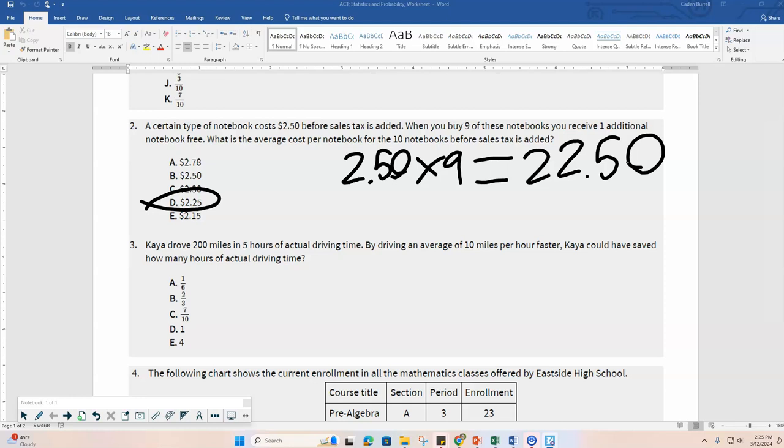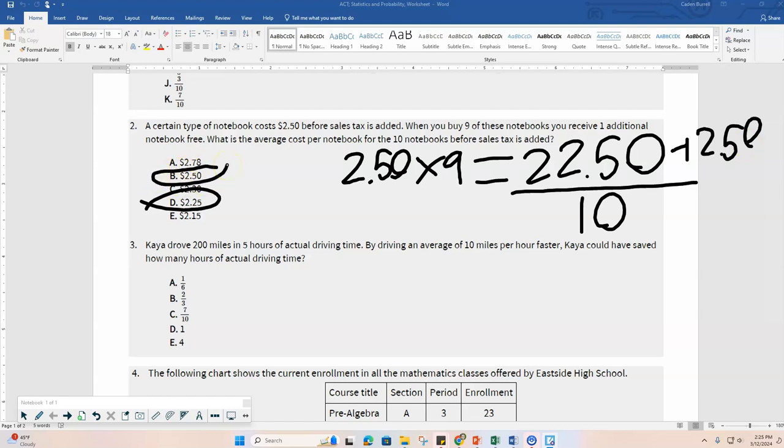And I get an additional notebook for free. So technically I have 10 notebooks, but I only paid $22.50. So the average cost per notebook for the 10 notebooks is $22.50 divided by 10, which is how I get the $2.25. If you accidentally added another $2.50 for the 10th notebook and then divided by 10, you would have ended up with $2.50. Since the last notebook is free, I don't add the $2.50. Cool. That feel good? Love it.